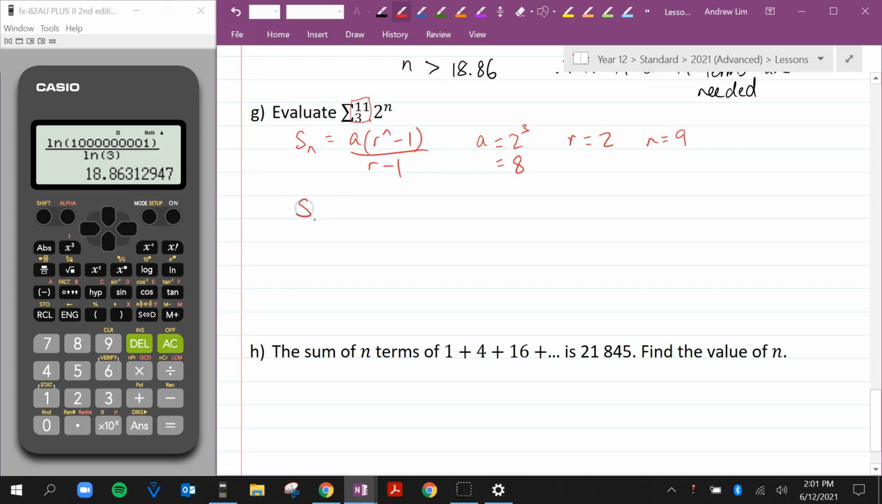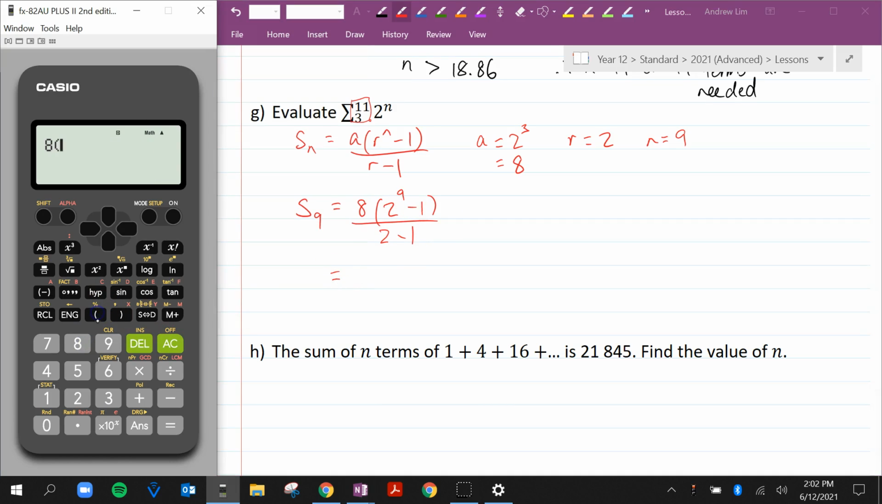So what we really want to do is work out the sum of the first 9 terms according to this, where the first term is 8, the common ratio is 2, and there are 9 terms. So we've got 8 bracket 2 to the power 9 minus 1, 4088. And that's the sum.